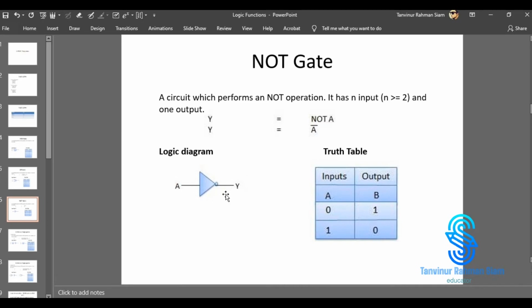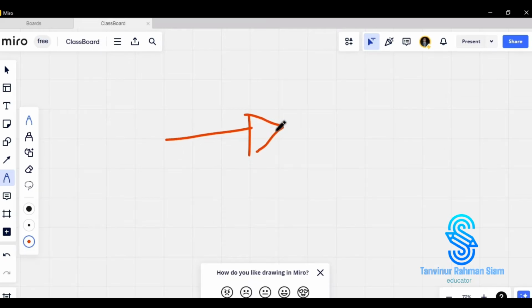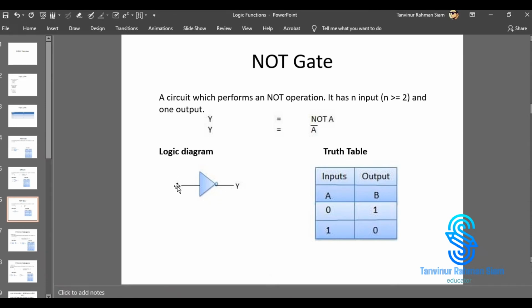NOT gate, we will remember this logical diagram as the arrow sign. First of all we just give an arrow sign. After that you can give a dot or an unmarked circle. So this will be the NOT gate. So what does this mean? This means that if someone gives you 1, the output will be 0. If someone gives you 0, the output will be 1.